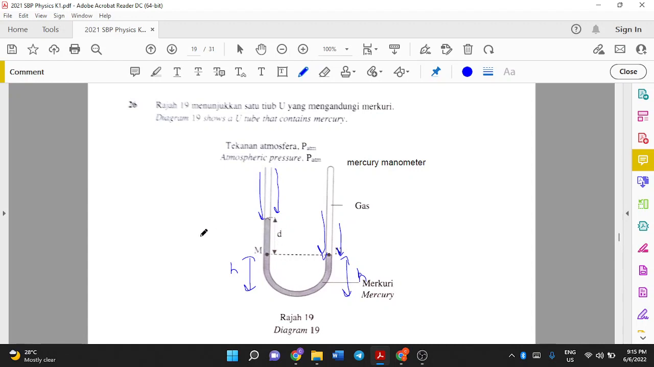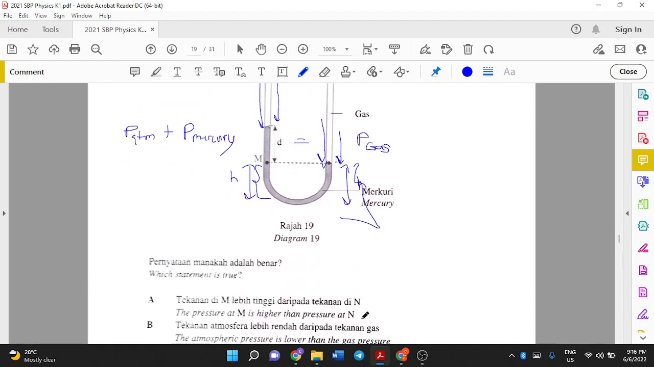So here is PG, where G is the pressure of gas, and here will be atmospheric pressure plus pressure of mercury. Because as I mentioned just now, they are at the same height, the pressure is the same. So for this region, atmospheric pressure plus mercury pressure will equal the gas pressure. The statement that the pressure at M is higher than the pressure at N is not true because, as I mentioned just now, they should be equal pressure.